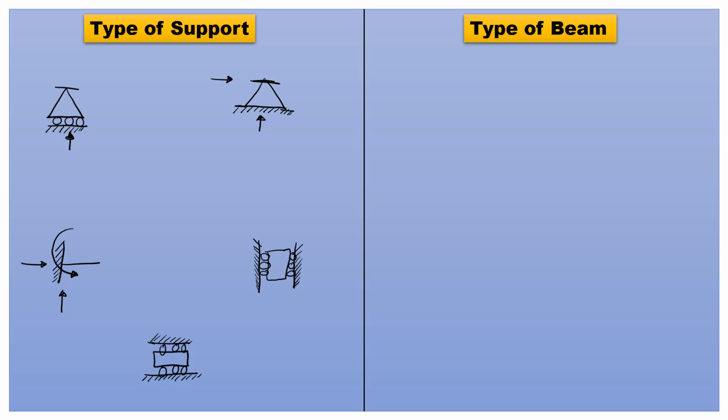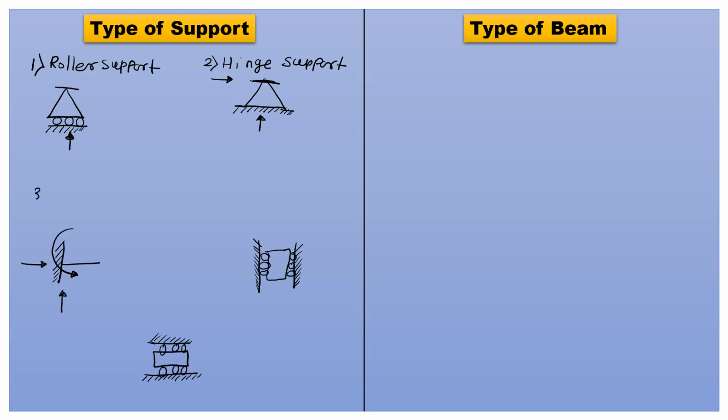Types of supports. There are four types of supports. The first one is the roller support. The roller support is represented like this, and it has a single reaction which is vertical, which means the roller support resists the vertical reaction. The second support is the hinge support, represented like this. The hinge support has two reactions, the first vertical and the second horizontal, which means the hinge support resists both horizontal and vertical movement.